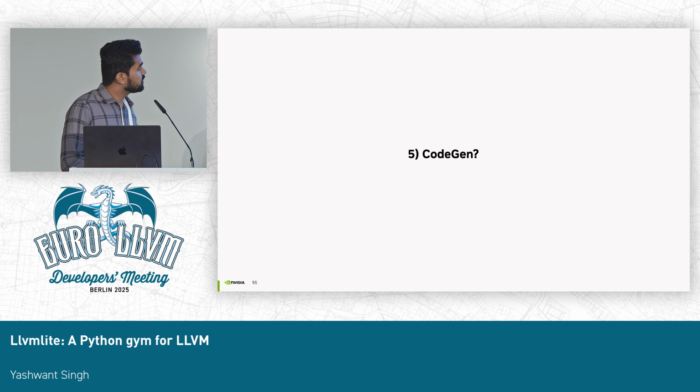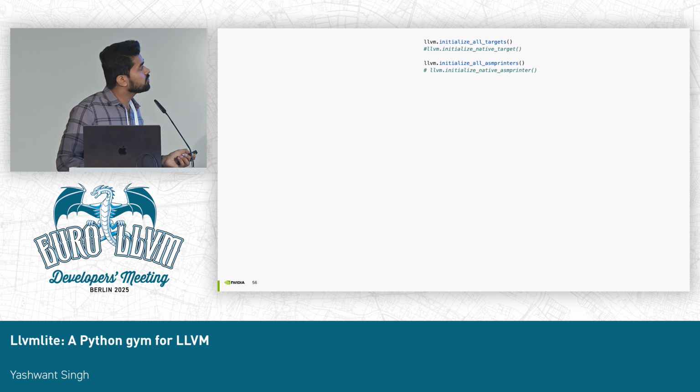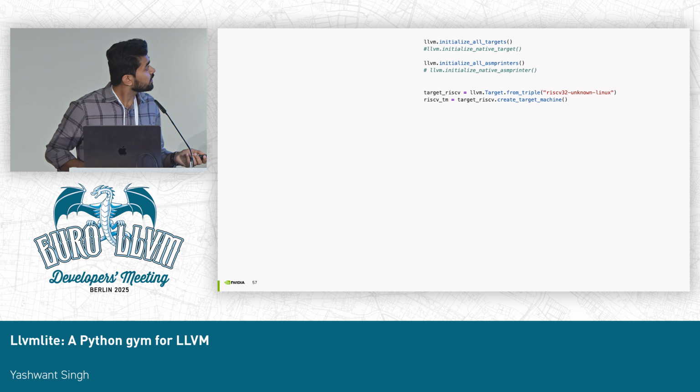How about code gen? We can also look at the assembly. So here, instead of initializing native targets, I'm trying to initialize all targets because I want to show you assembly for multiple targets. Spoiler alert, you need LLVM built for all targets, otherwise it won't work. It will give you some error, something like target triple not recognized.